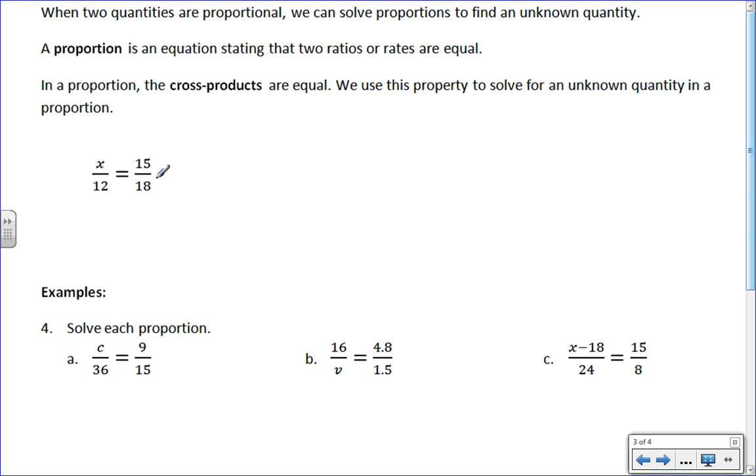So when this talks about the cross products, that's exactly what it sounds like. Products means to multiply, and cross because we're going diagonally across the proportion. So if you look at the things that are diagonal across the proportion from each other, you have 18 and x, and you have 12 and 15. So it says the cross products are equal. What we get when we multiply 18 and x must be equal to what we get when we multiply 12 and 15.